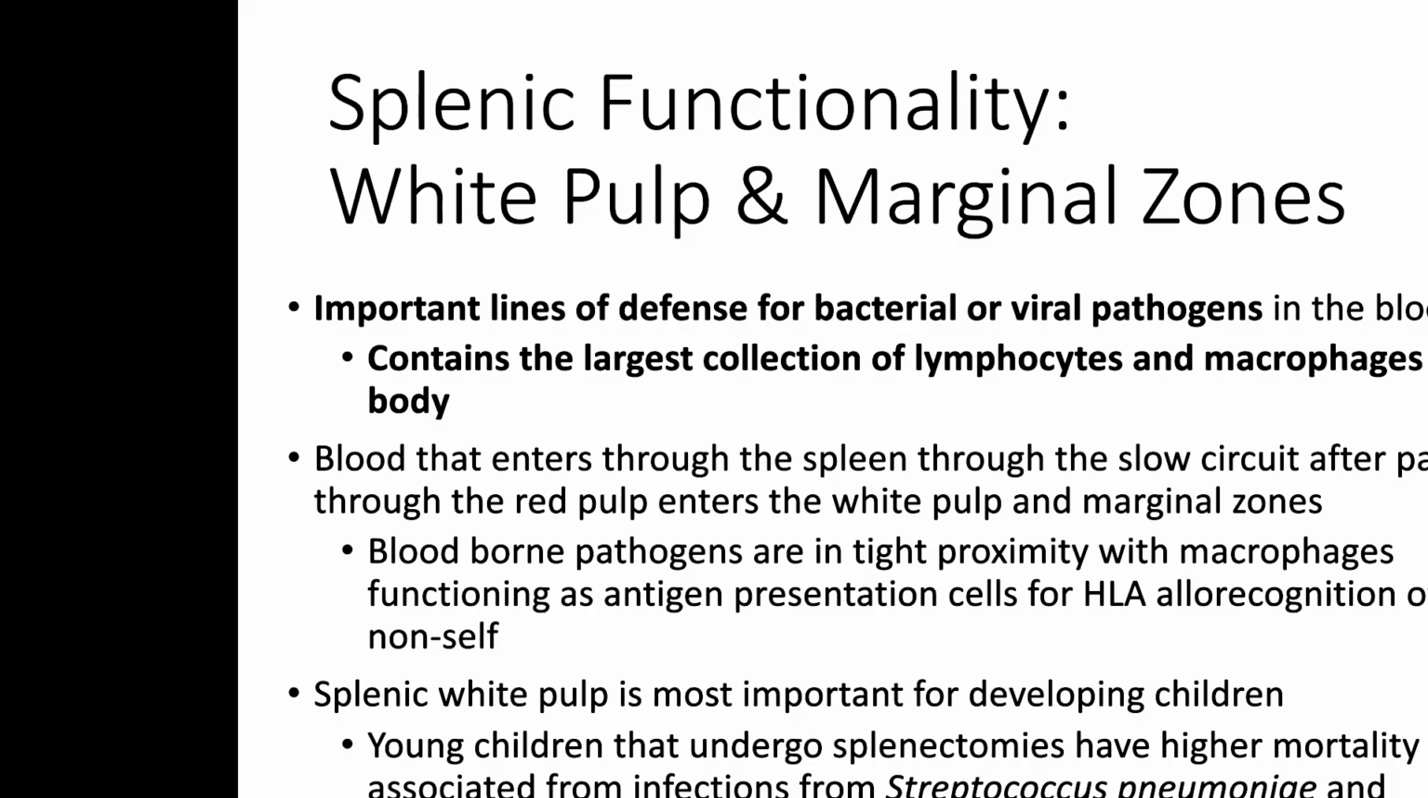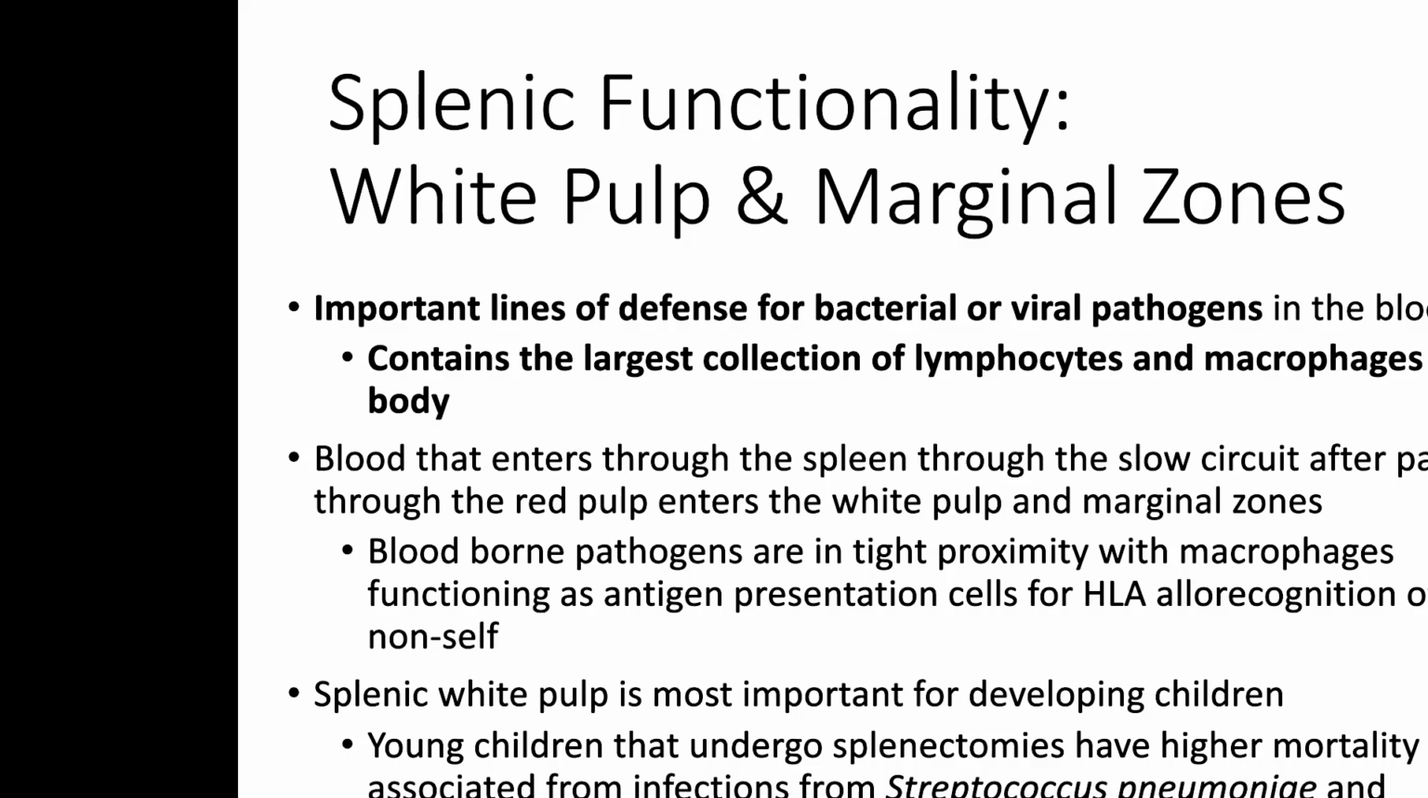The white pulp in the marginal zones contain lines of defense against your bacterial and viral pathogens, and altogether they contain the largest collection of lymphocytes and macrophages in the body. So what happens is that the blood that enters through the spleen, after it passes through the red pulp, will enter the white pulp in the marginal zones. Blood-borne pathogens are then forced in really tight proximity with macrophages, and macrophages can start recognizing cells to see whether or not they are our own or not us.